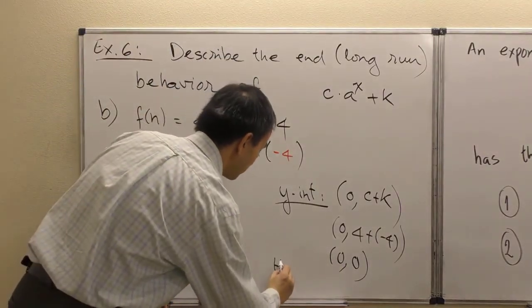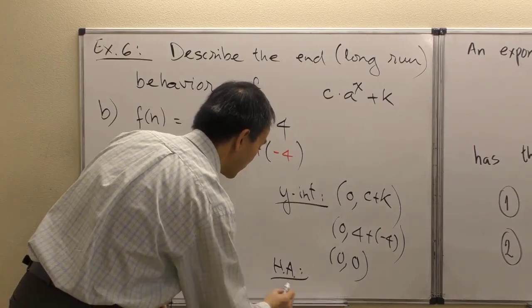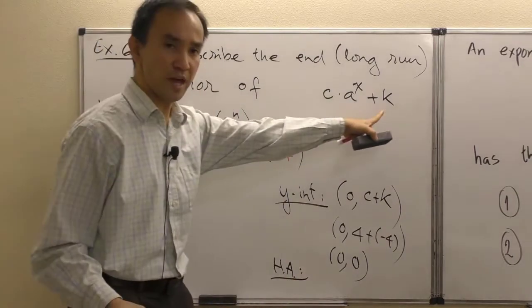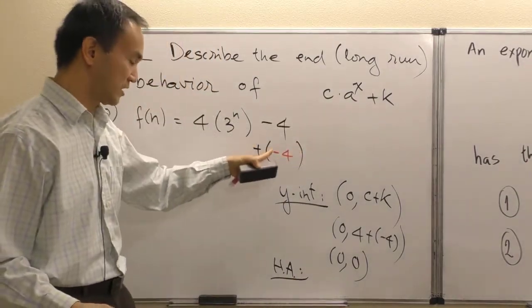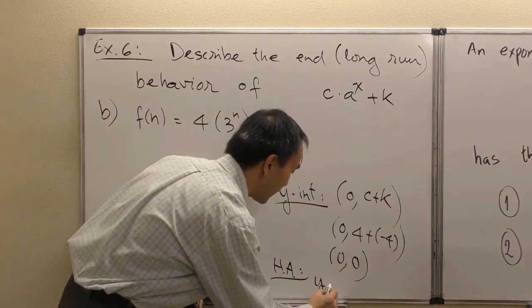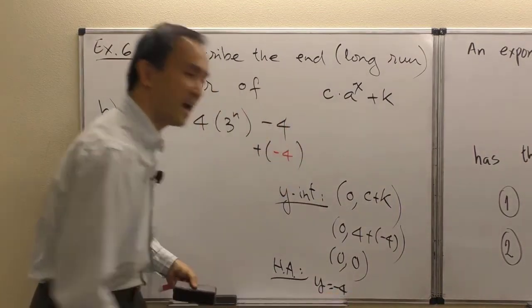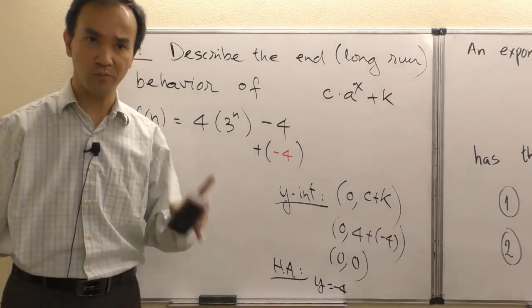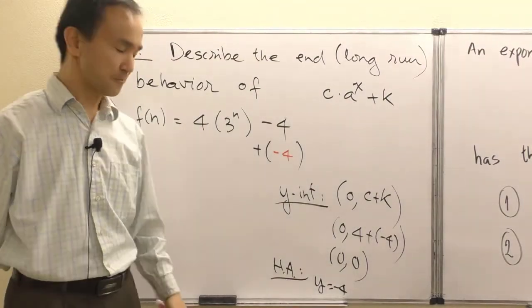asymptote. Horizontal asymptote is simply the value k. Okay, value k is -4. So we're looking at y equals -4. We have just enough information now to quickly sketch our graph.